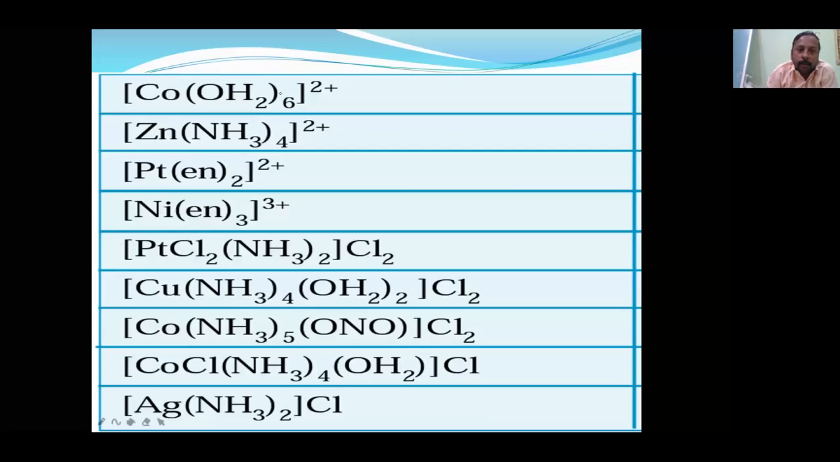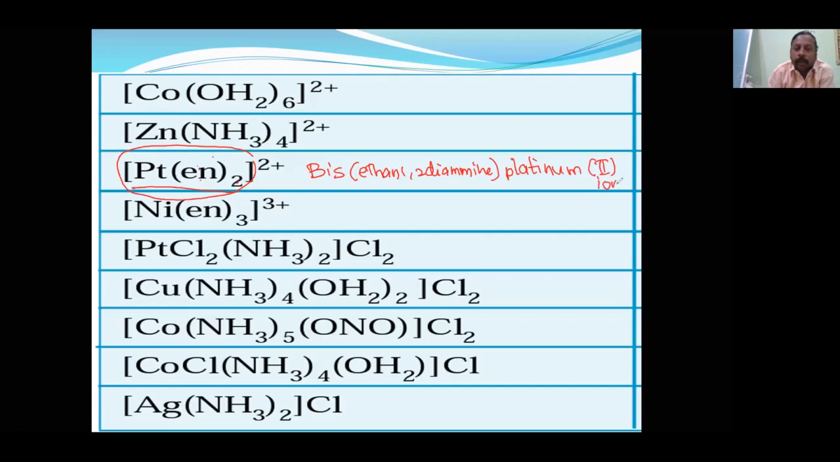Suppose here one example I will be telling you, this one. So this is a positive complex. Therefore, the ligand should be written here. Its name is ethane 1,2 diamine. Di is there, therefore I will write bis. It will be bis in bracket ethane 1,2 diamine. Then platinum, not platinate. Platinum oxidation number 2, as charge is there, I should write it as an ion.